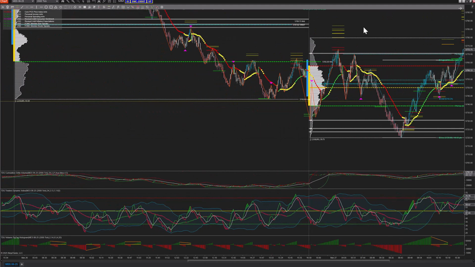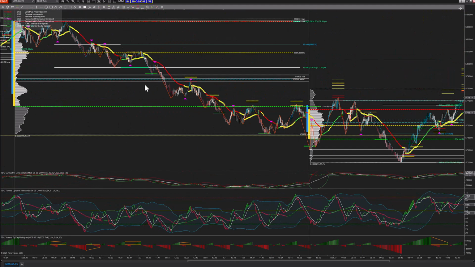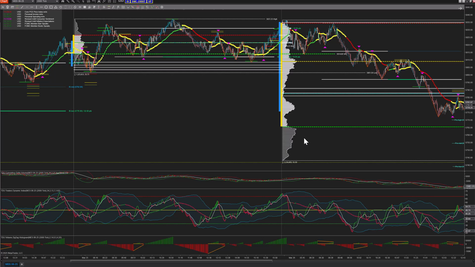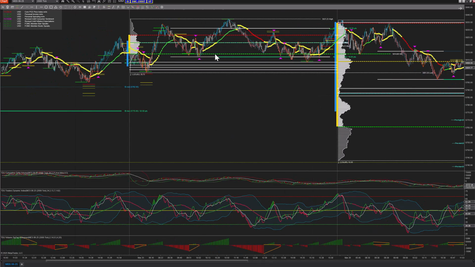I mean, I could go back through the week. I'd show you 500 of them. Every day, trend day or not, right? Measure move, measure move, measure move, just over and over and over again.